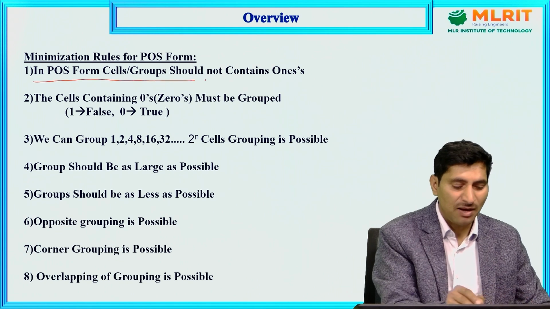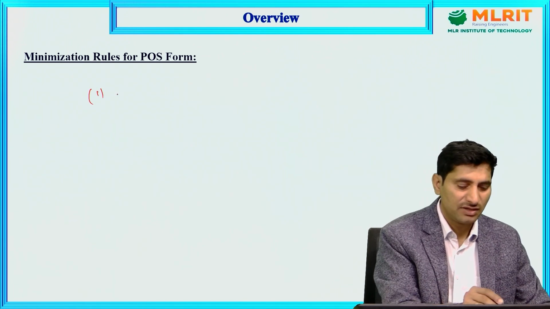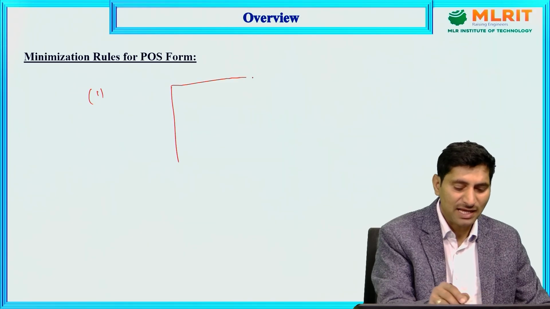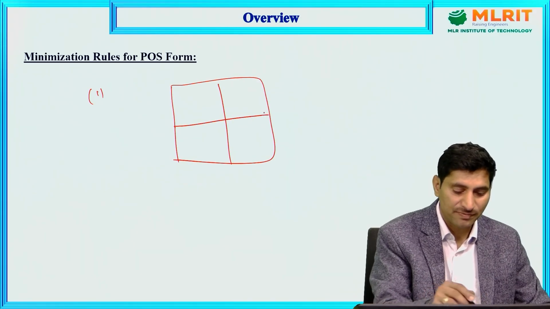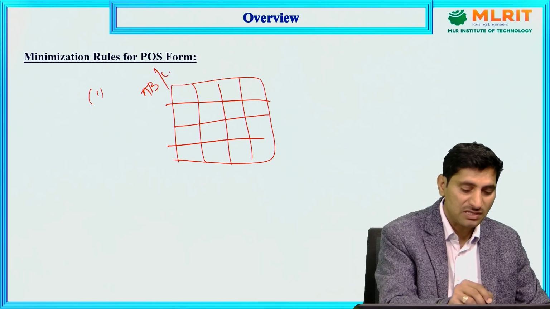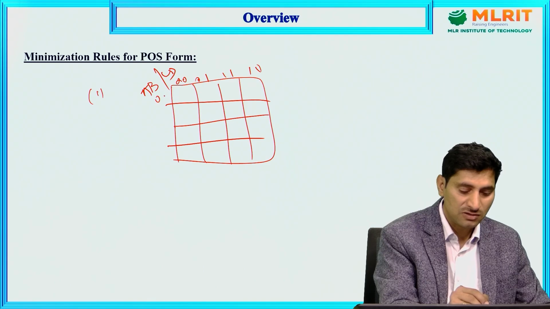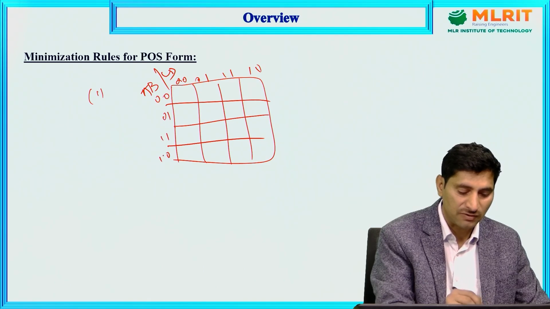In POS form, cells or groups should not contain ones. So what does it mean? I am taking the same 4 variable K-map like this. So A, B, C, D, that is 0, 0, 0, 1, 1, 1, 1, 0, 0, 0, 0, 1, 1, 1, 1, 0.